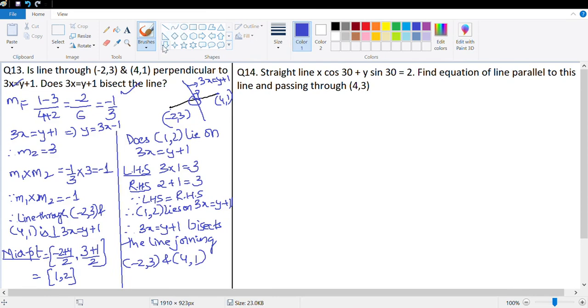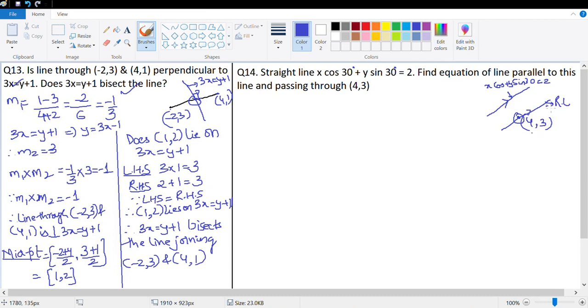Question 14 says, given a straight line x cos 30 plus y sin 30 degree is equal to 2, find the equation of line parallel to this line and passing through (4, 3). So this is my line x cos 30 plus y sin 30 is equal to 2, and we need to find the equation of a line which is parallel to this line, which means these two lines are parallel. This is my required line, and this passes through a point (4, 3). So for this, I have a point.